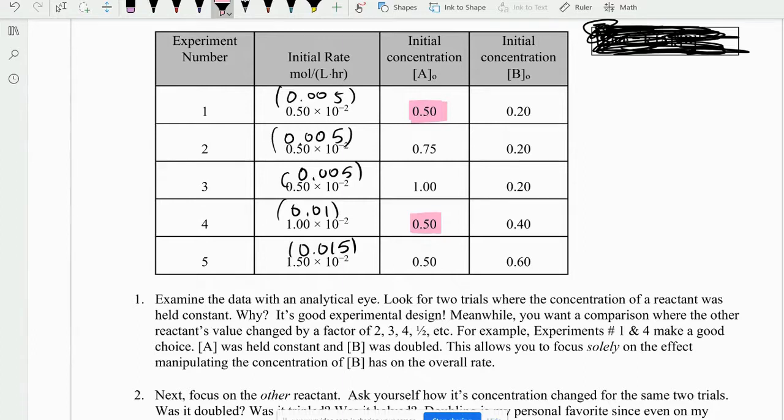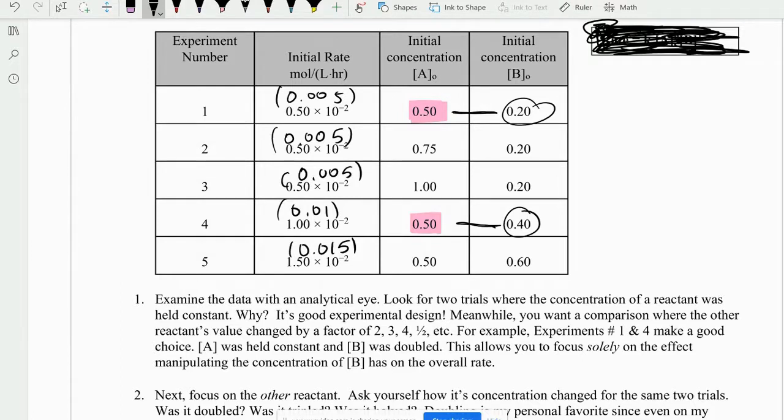Now, what you are then going to do is look at, holding A constant, what happened to B. So it looked like when A was held constant, the concentration of B doubled, right? Because 0.2 and 0.4, that's a doubling of the concentration of B. Now, when reactant A was held constant, it looked like B was doubled.